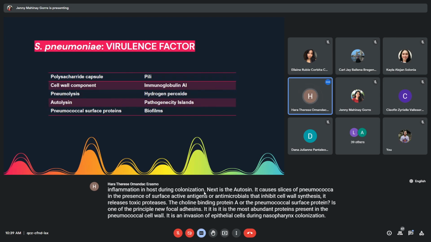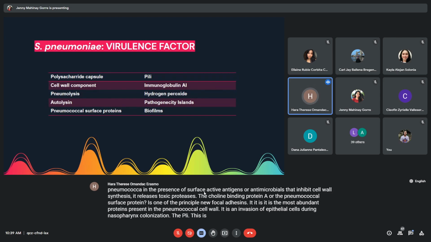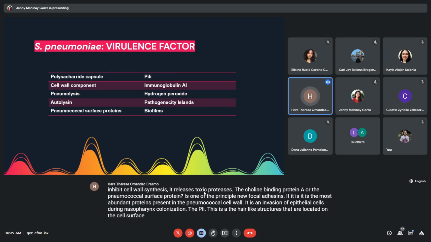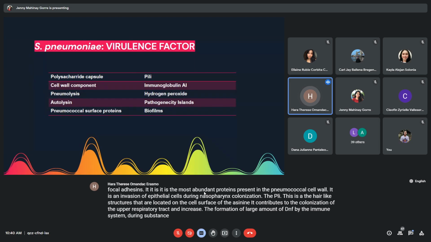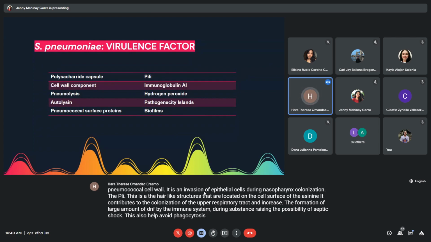The pili, these are the hair-like structures that are located on the cell surface of the S. pneumoniae. They contribute to the colonization of the upper respiratory tract and increase the formation of large amounts of TNF by the immune system during sepsis, raising the possibility of septic shock. This also helps avoid phagocytosis by the immune cells.